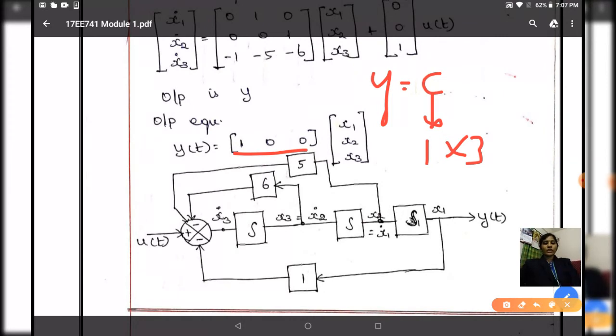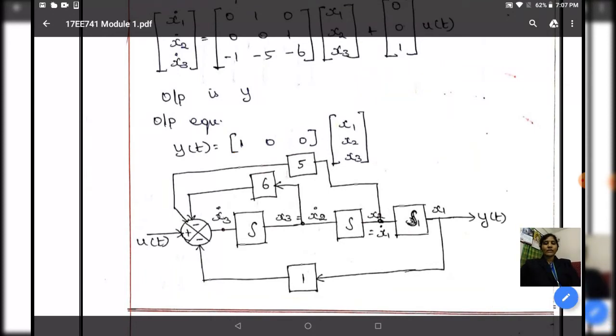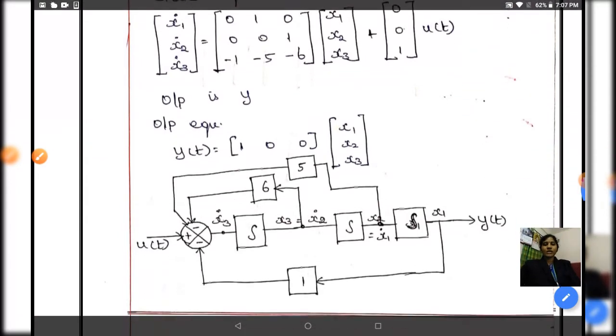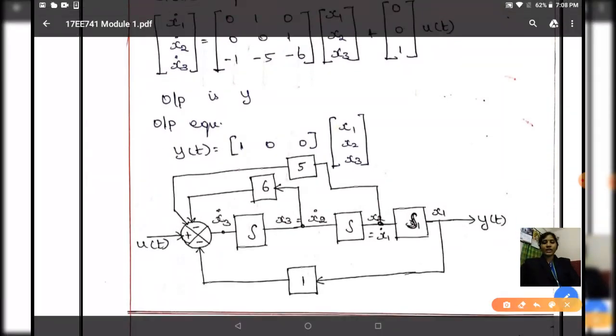Now we need to draw the state model, representing your x1 dot, x2 dot, x3 dot. Here, how many state variables are there? 3 state variables, so we need to put 3 integrators: integrator 1, integrator 2, integrator 3. So you can write it as x3 dot to x3, x2 dot to x2, x1 dot to x1.